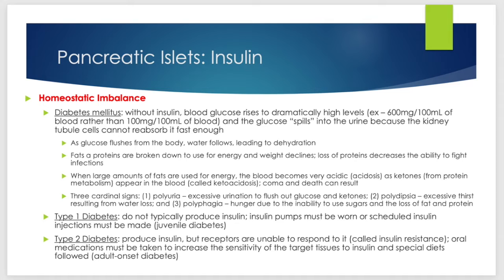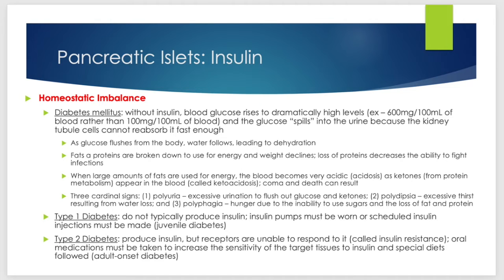Without insulin, your blood glucose is going to rise dramatically. People can have blood sugars of like 600 rather than 100. And that glucose is going to spill into the urine because the kidneys can't reabsorb it fast enough. So one way that you can test for diabetes is by testing urine and seeing if there's glucose in the urine. As glucose leaves the body, water follows it, so people with diabetes become dehydrated.